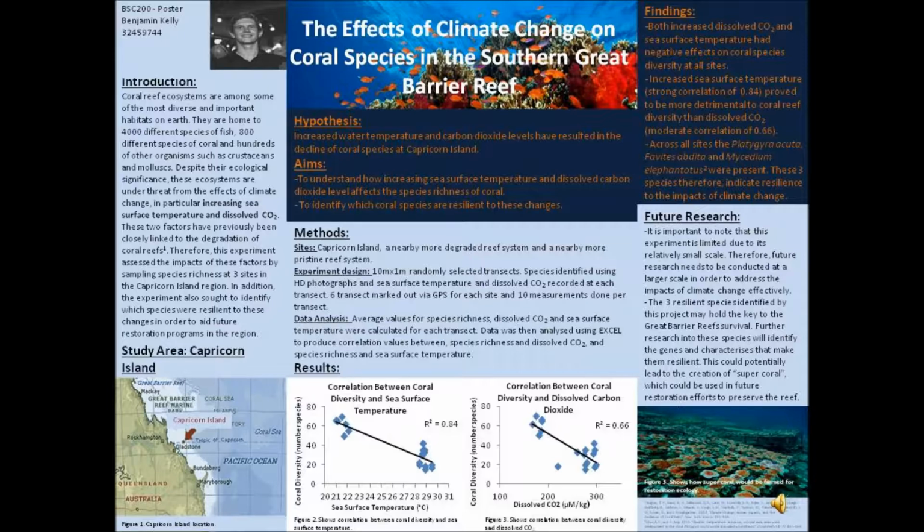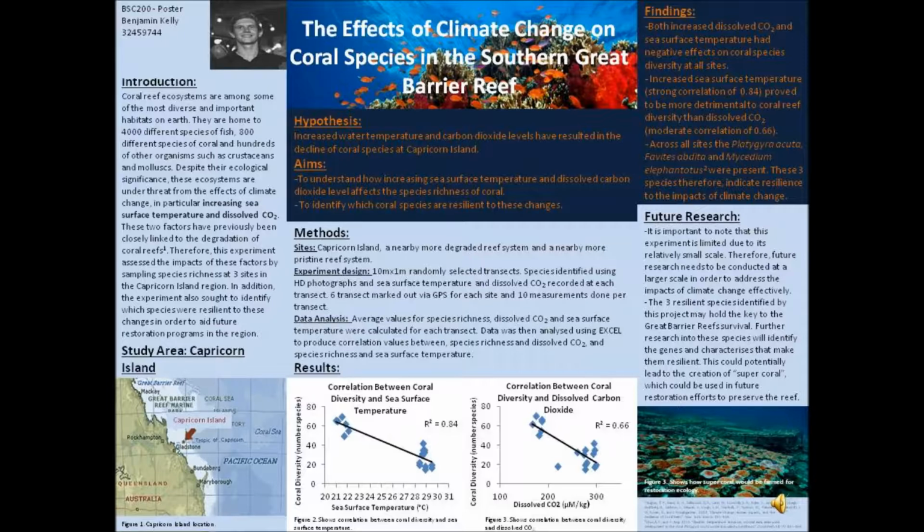Before beginning my experiment, I had two primary goals. Firstly, to understand how increasing sea surface temperature and dissolved carbon dioxide levels affect the species richness of coral, and secondly, to identify which species of coral were resilient to these changes.